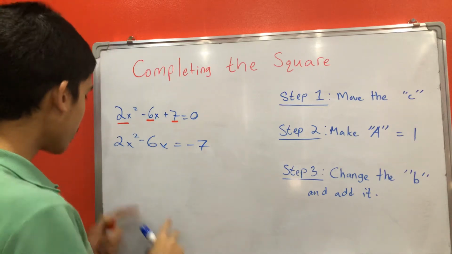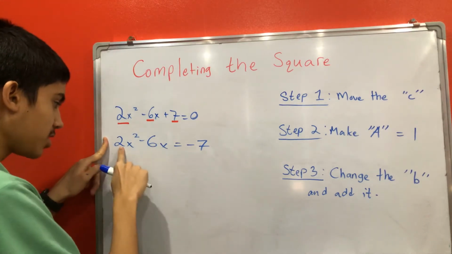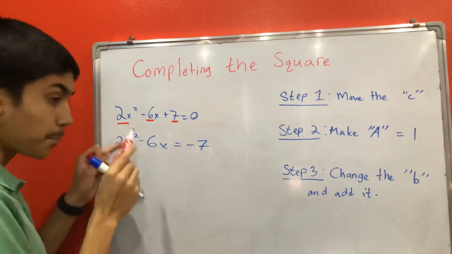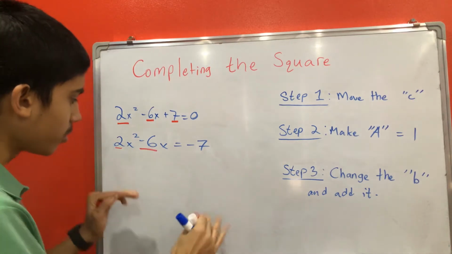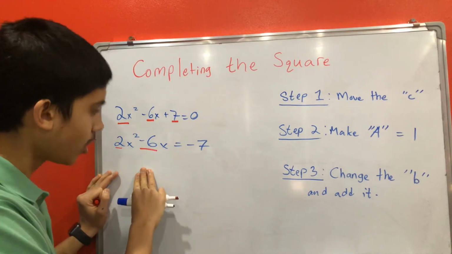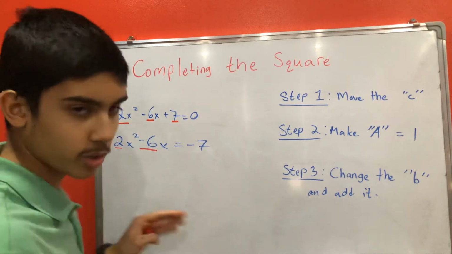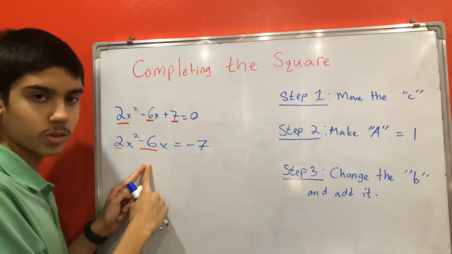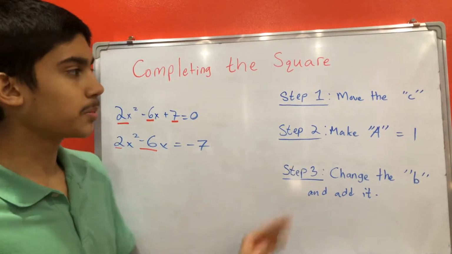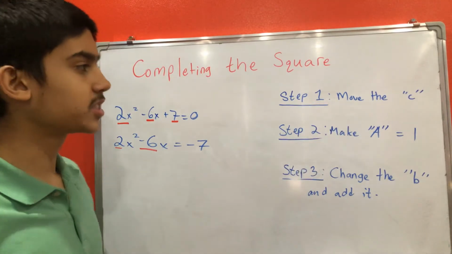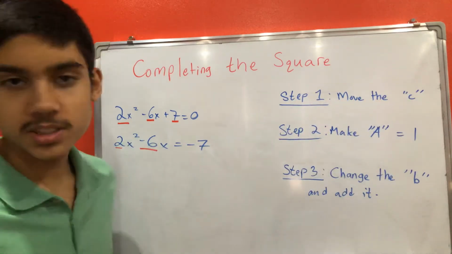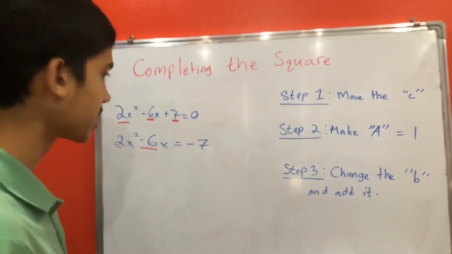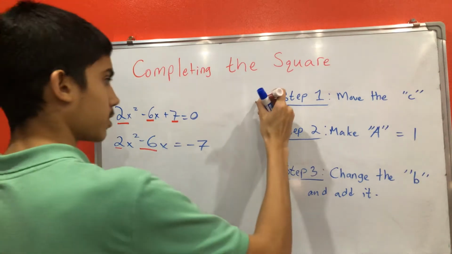We always want to make sure that the a term, right here, and the b term, negative 6, always stay on one side of the equation. It doesn't matter if they're on the left or the right, they just have to be on one side. The a and the b are always together, and the c always has to be by itself. So another way to write that is just make the c by itself. Okay, so we made the c by itself. So check mark for you.